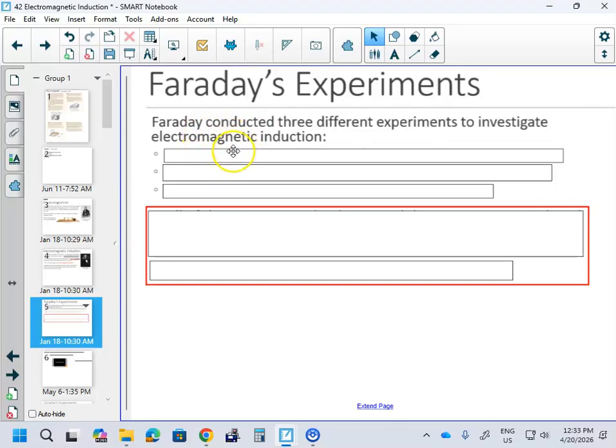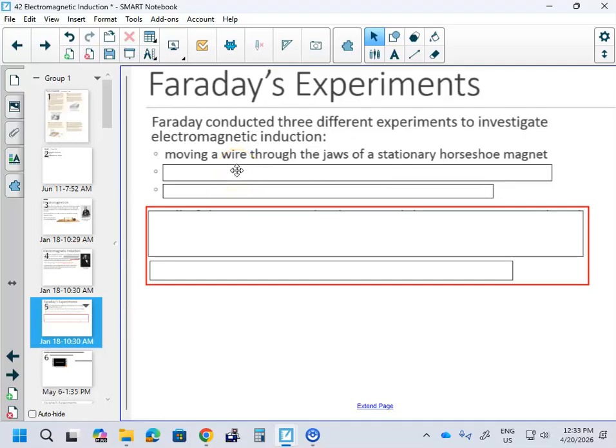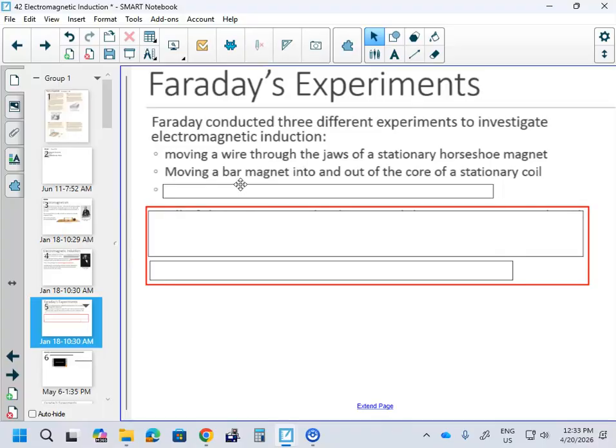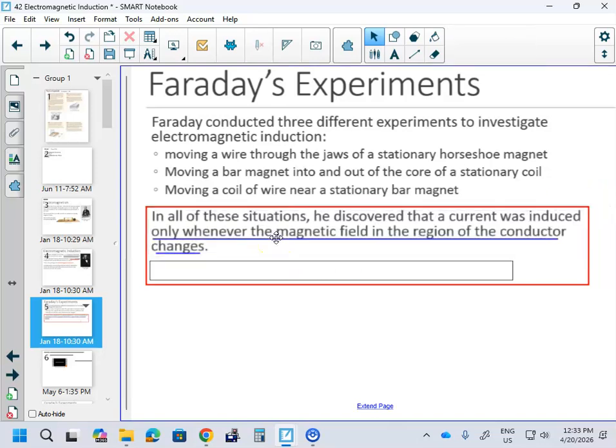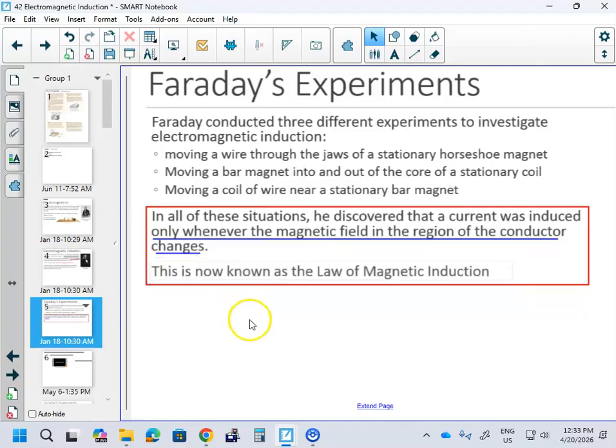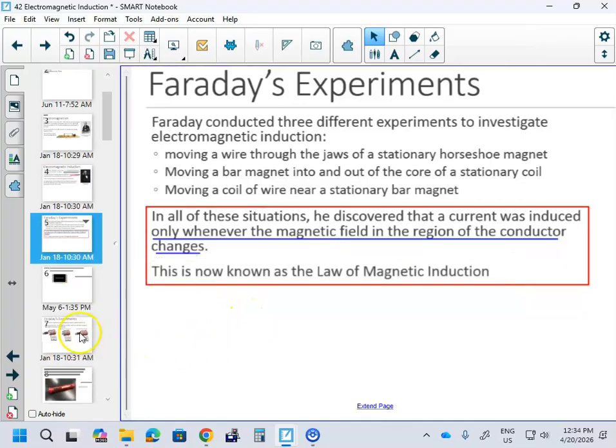Faraday conducted 3 different experiments to investigate electromagnetic induction. He moved a wire through the jaws of a stationary horseshoe magnet and found that current flowed. He moved a bar magnet in and out of a coil of wire and found that electricity would flow, and he moved a coil of wire near a magnet. So basically, the idea is moving a magnet near a coil or moving a coil near a magnet. Of course it wouldn't matter, because it's relative motion, right? In all situations, current was induced, but only whenever the magnetic field in the region of the conductor was changing, right? So that's the law of electromagnetic induction.